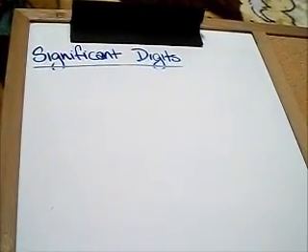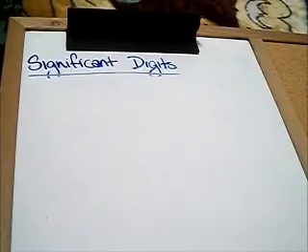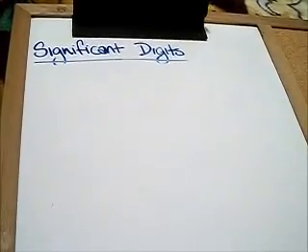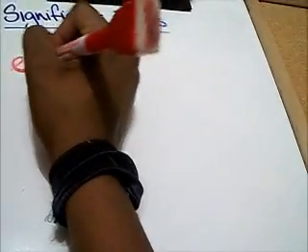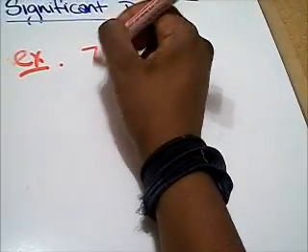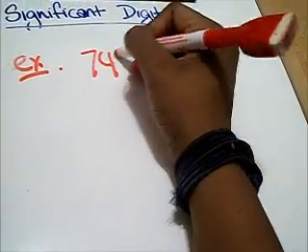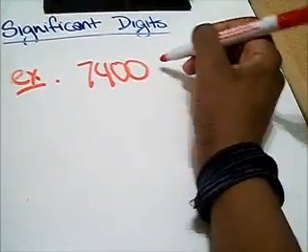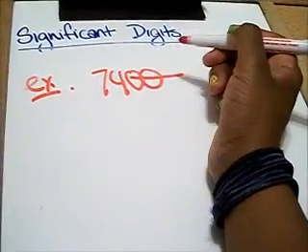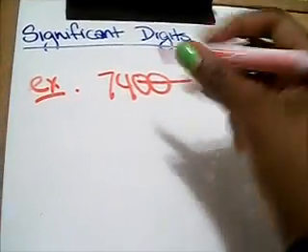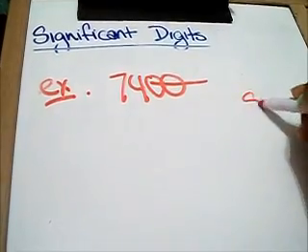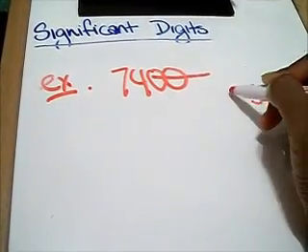If the number doesn't have any decimals in it, you cross out all the zeros coming from the right. For example, if you had 7,400, you cross off all the zeros coming from this way. So the amount of significant digits you would have in this number is 2.